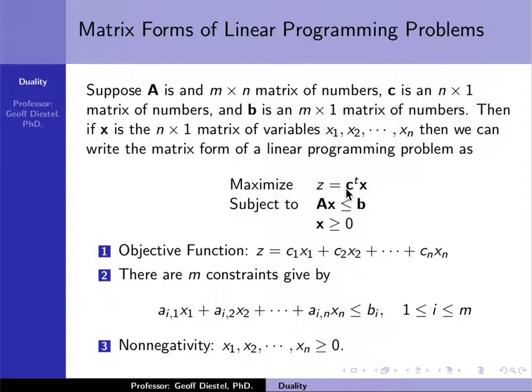So when we see this z equals c transpose x, what we're really saying is that's just shorthand for our objective function. Z is the value, and then the function is the numbers c1 times x1, c2 times x2, all the way up to c subscript n times x subscript n. If there are n variables, all the numbers c1, c2, and so on are just the coefficients of our objective function, and all the symbols x1, x2, and up to xn, those are just the variables of our problem.